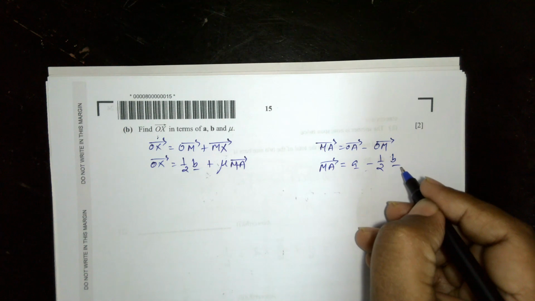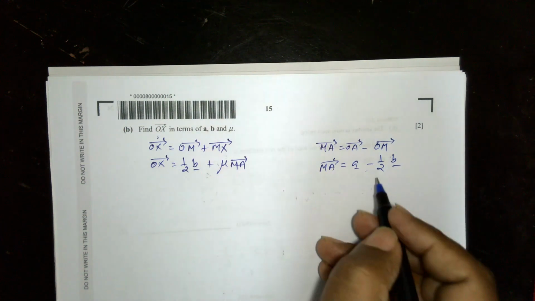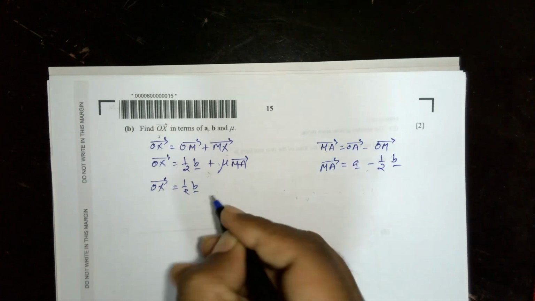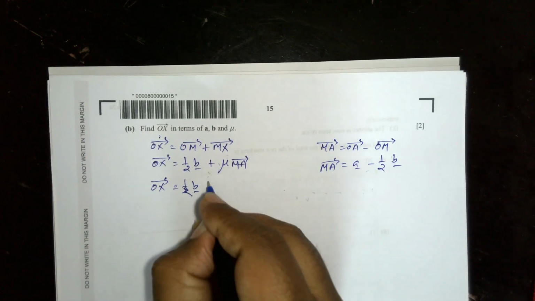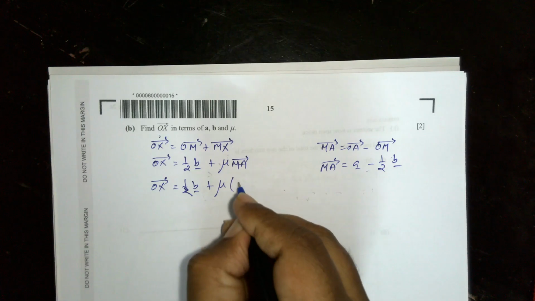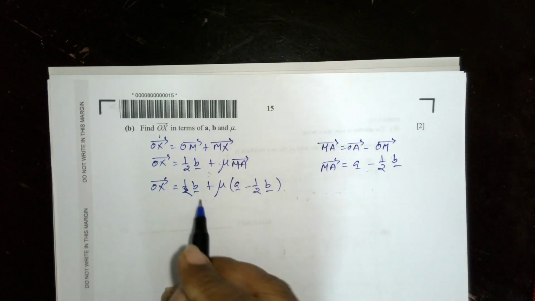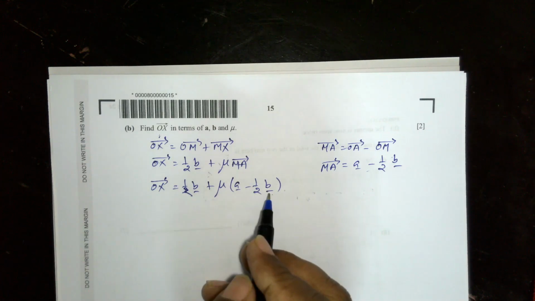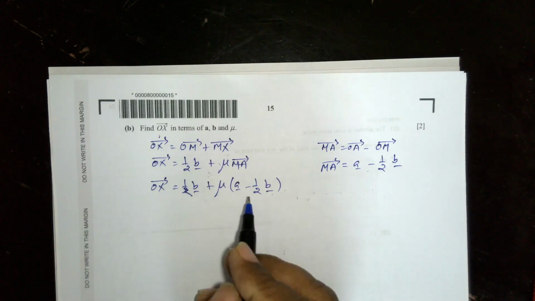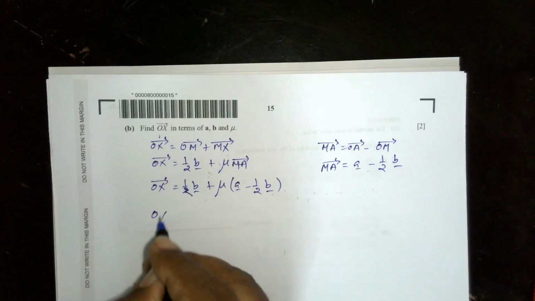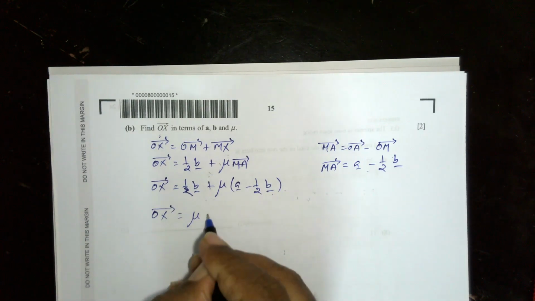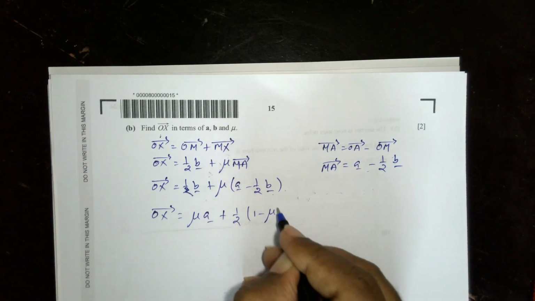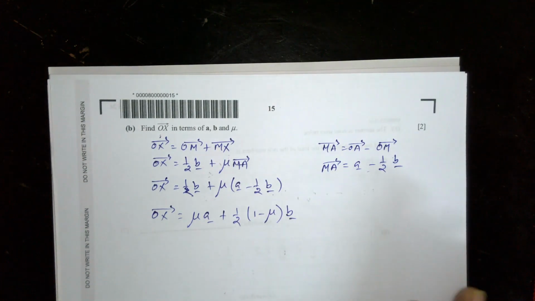Okay. Yes, sir. So now substituting here, we get OX equal to half of B plus mu times (A minus half of B). B is here, but I don't want to keep B in separate places. I want to write all the B in one place. So OX is equal to mu A plus half of (1 minus mu) B. Finished. Right?